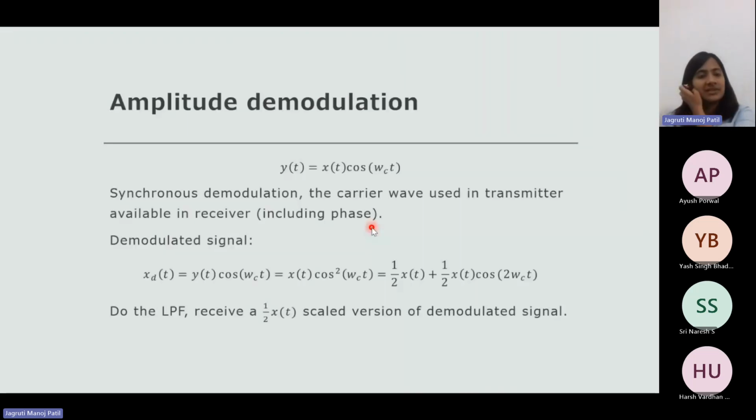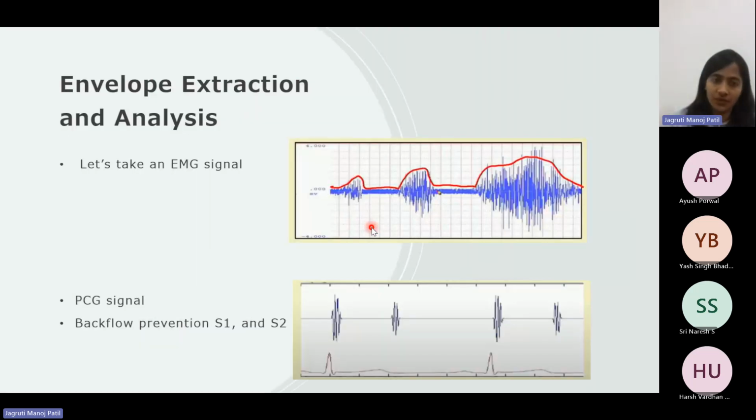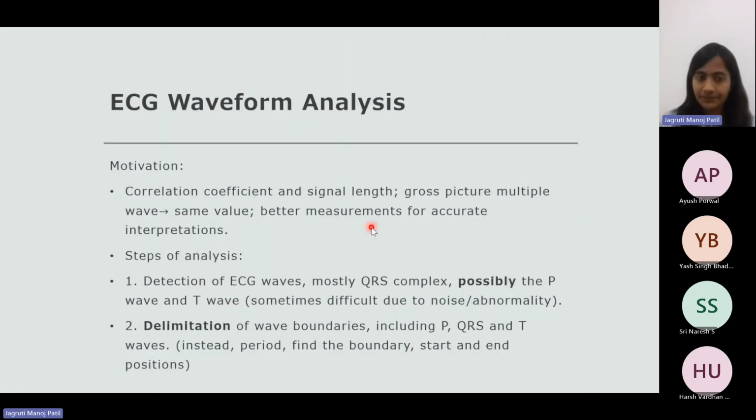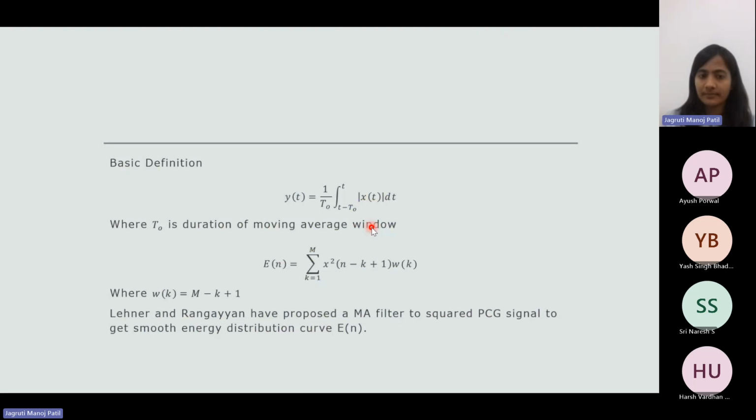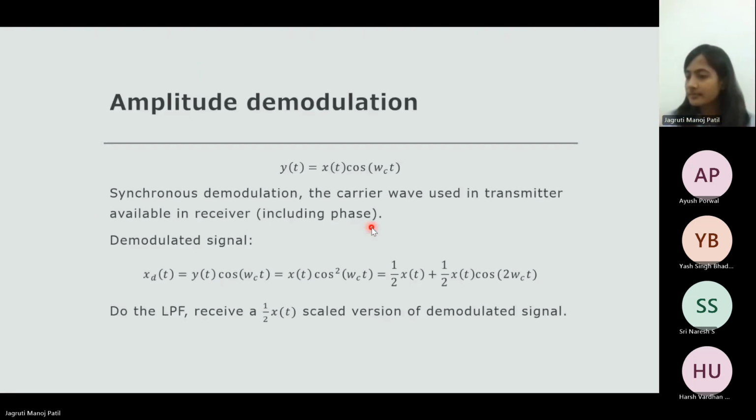Next we'll go into amplitude demodulation. So let me know if you have any doubts for this couple of slides. That's clear? Yes, ma'am. Okay, so next is amplitude demodulation.